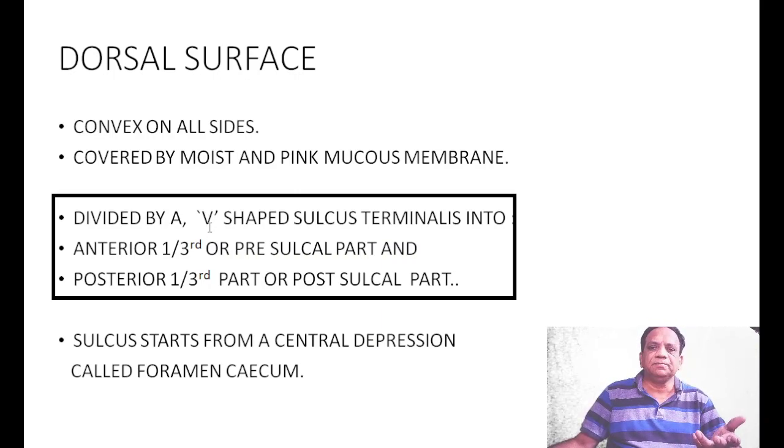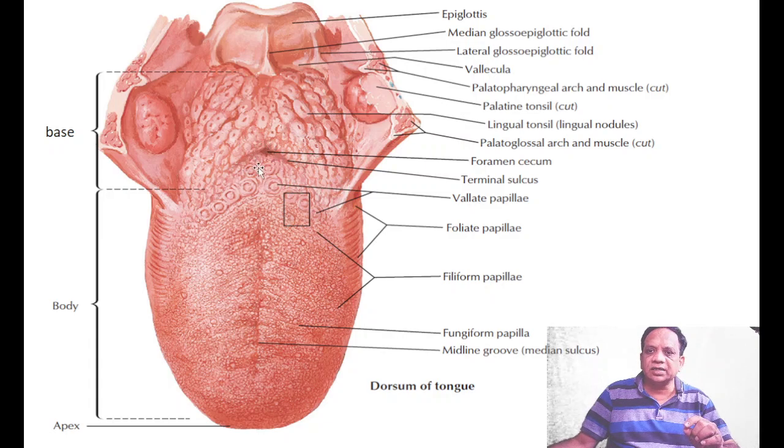So if we see, the sulcus starts from a central depression. If you see this diagram, there is a small depression here. This depression is called the foramen cecum. Cecum means a blind pouch, so it is a blind foramen which is present here. During development, that is the place from where the thyroid gland starts its development. So that divides the anterior 2/3 and posterior 1/3 of the tongue.